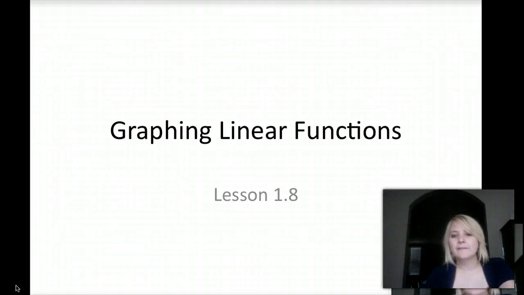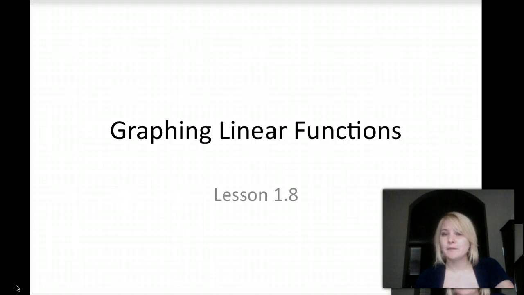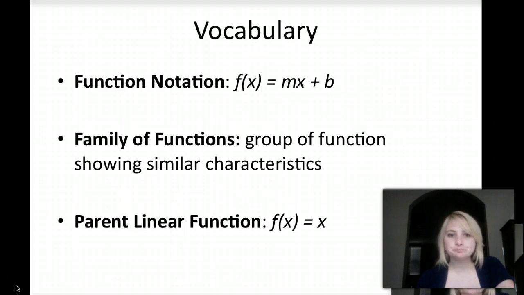All right, we're going to look at graphing linear functions. So we're going to take a look at graphing once again, but they're going to be in a slightly different form. All right, our vocab for today, our first one is function notation.